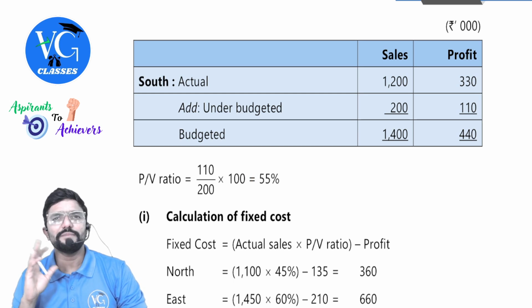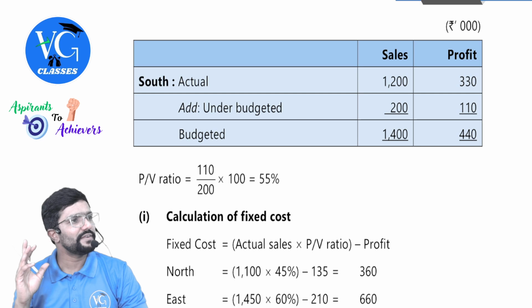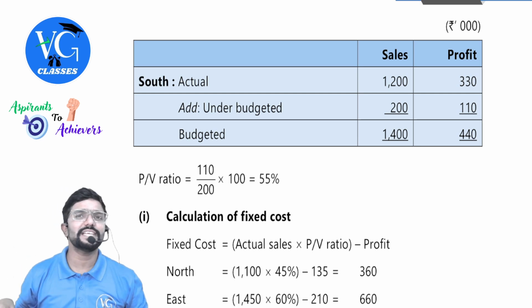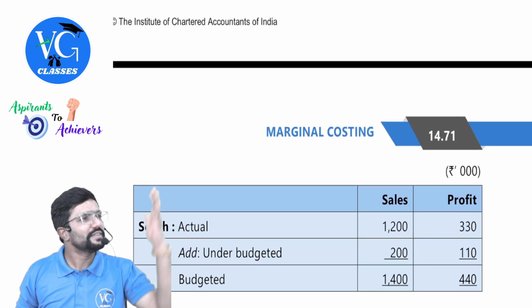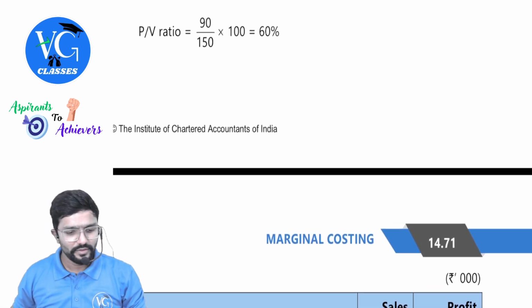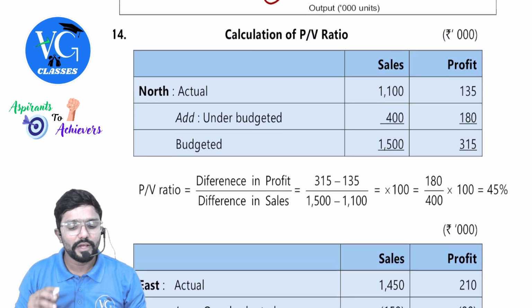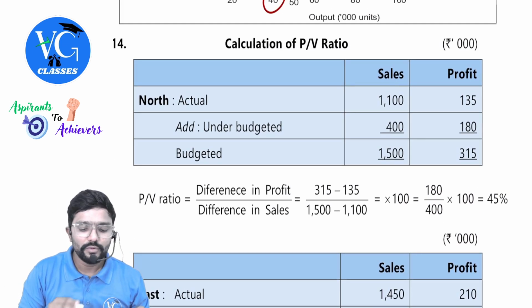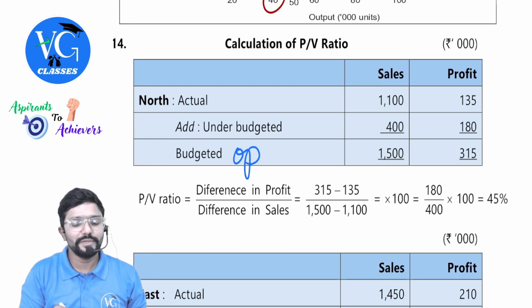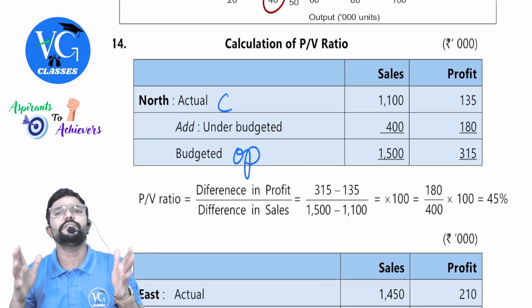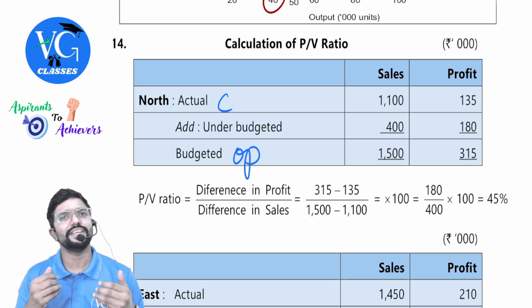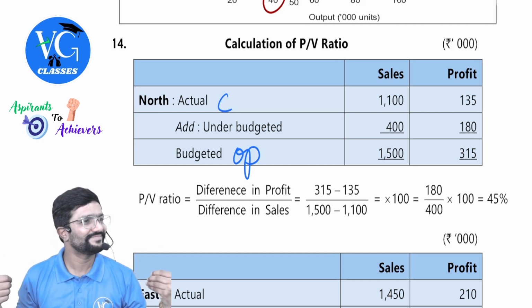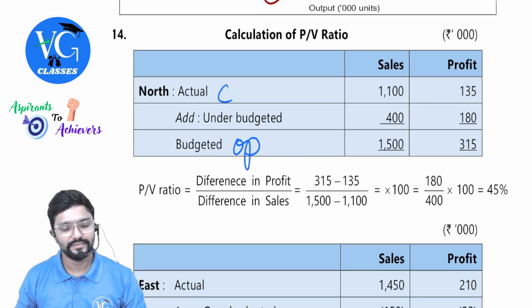Hope you understood. It is nothing but change in profit divided by change in sales. Guys, normally they used to give two period data. Now they have given opening value and closing value. Budgeted means opening, actual means closing, because the budget is fixed at the beginning of the year and actual is obtained at the end of the year. So a year gap is there. Clear?